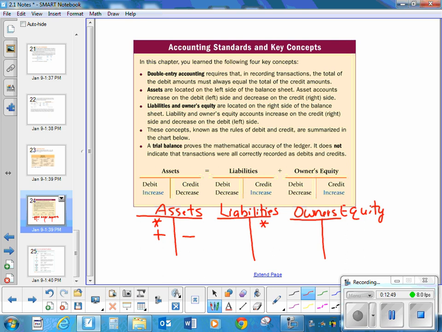Liabilities, normal credit balances. We increase on this side. We decrease on this side. Owner's equity, normal credit balance. We increase here and we decrease there. Do not forget this. This is hugely important with where we're going in the next couple sections.